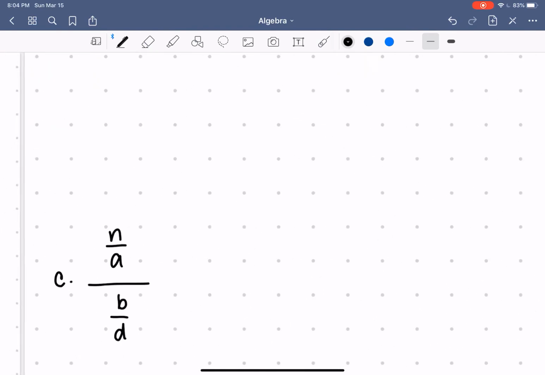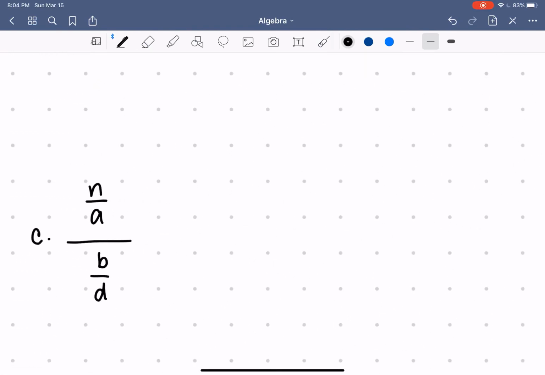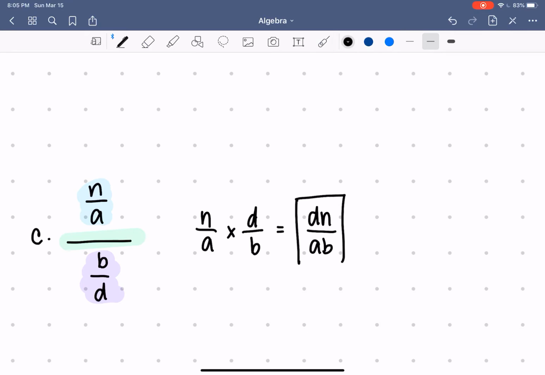It's down here. So we have n over a all over b over d. Okay, so we have 4 variables here, but it's the same thing as before. Keep, change, flip. Okay, so I keep my n over a. I change my division to multiplication, and then I flip my denominator. So instead of b over d, I'll make it d over b. Perfect. Now we're going to multiply the numerators, n times d, put it in alphabetical order, it's dn. Let's multiply my denominators. That's already in alphabetical order for us. We have a, b, and that is my answer.